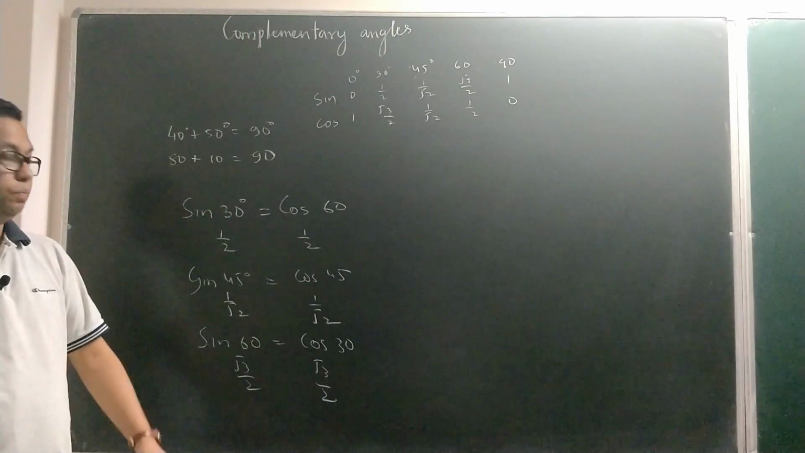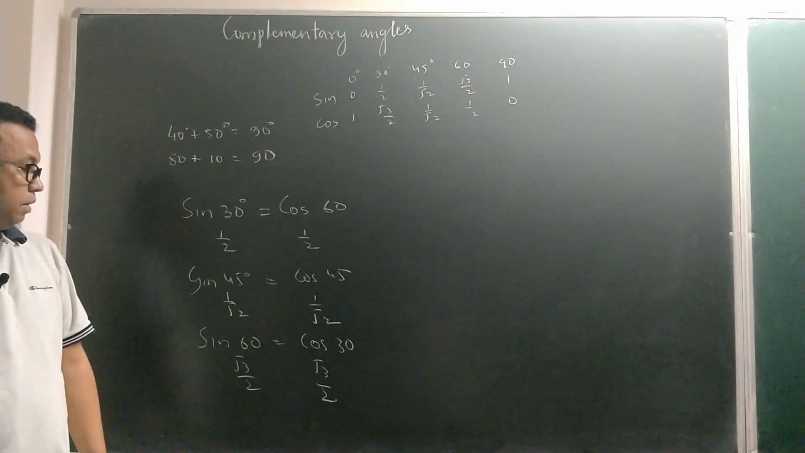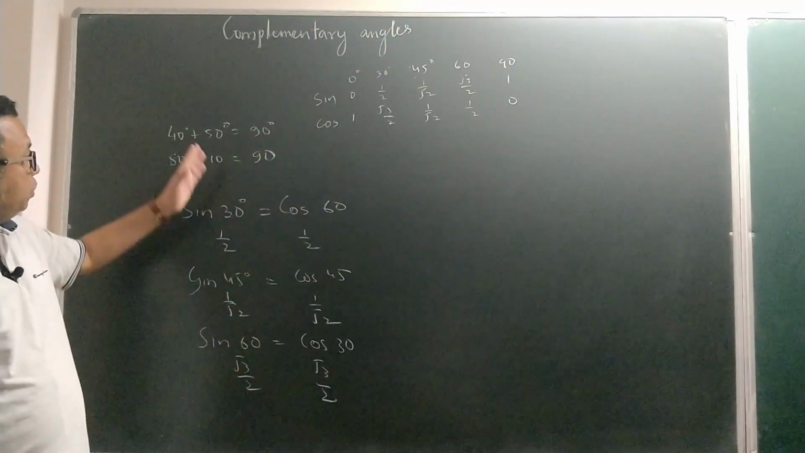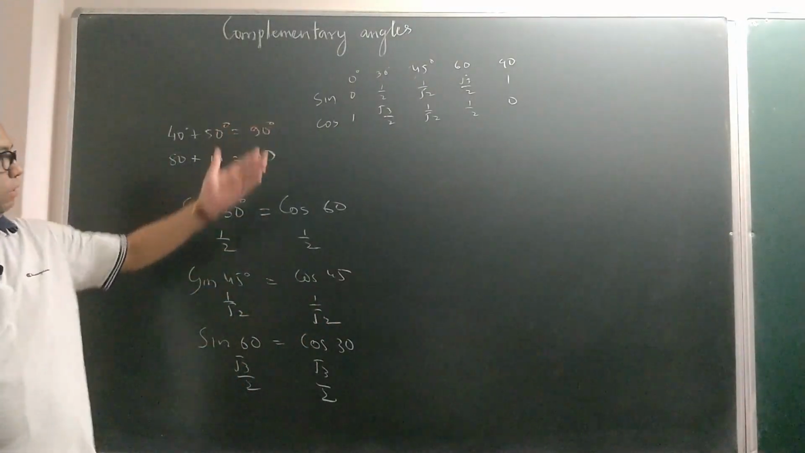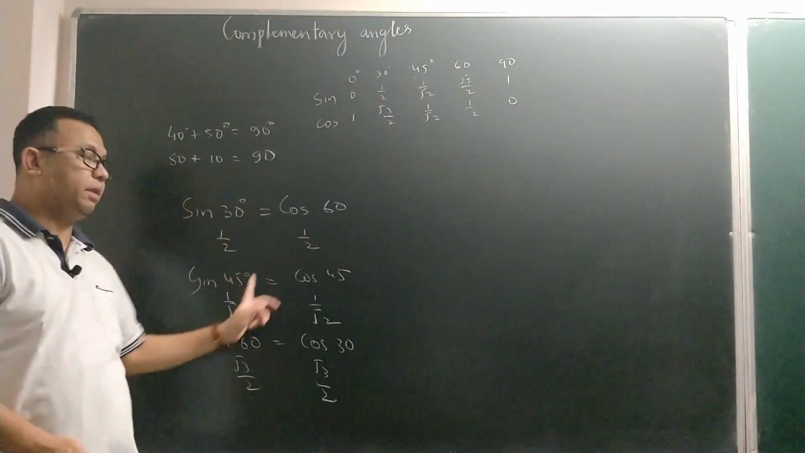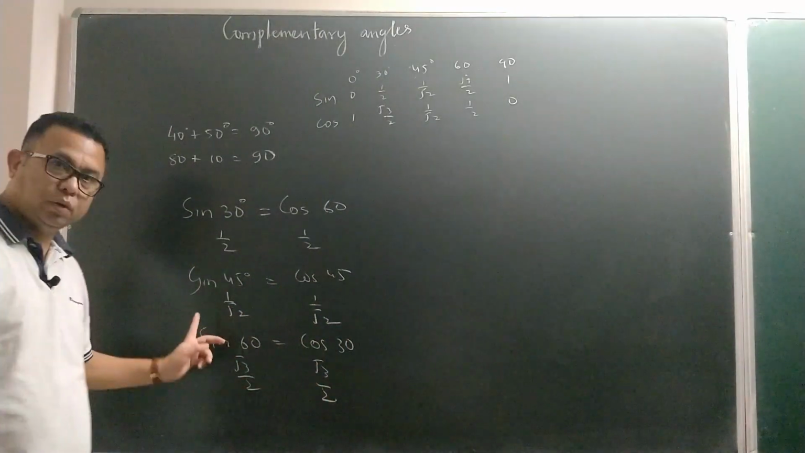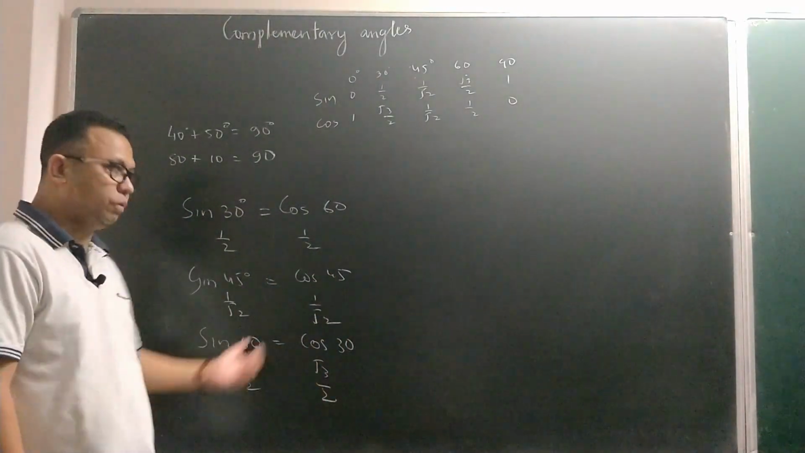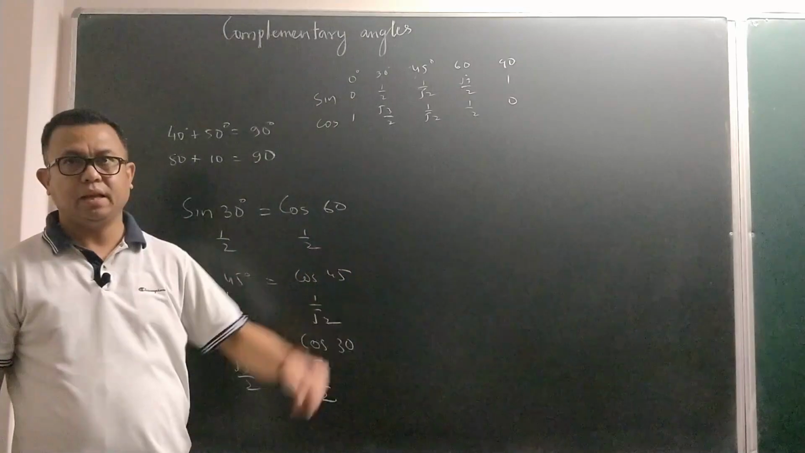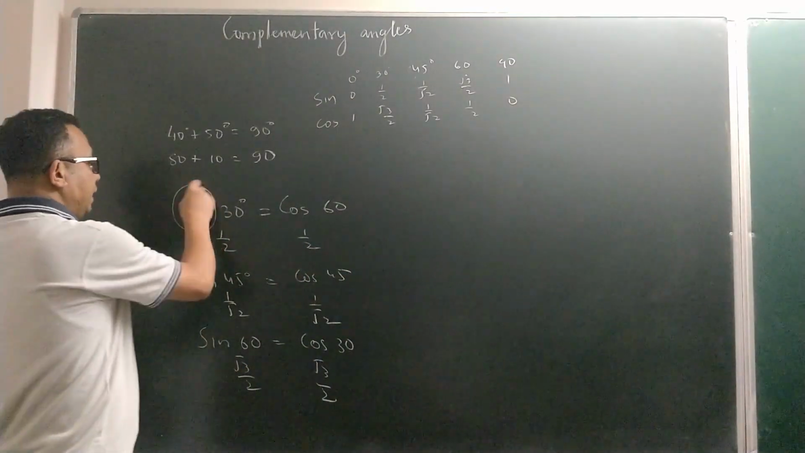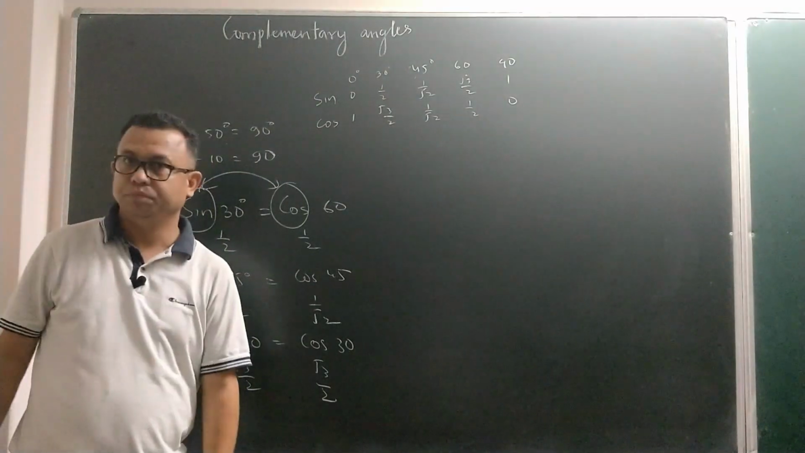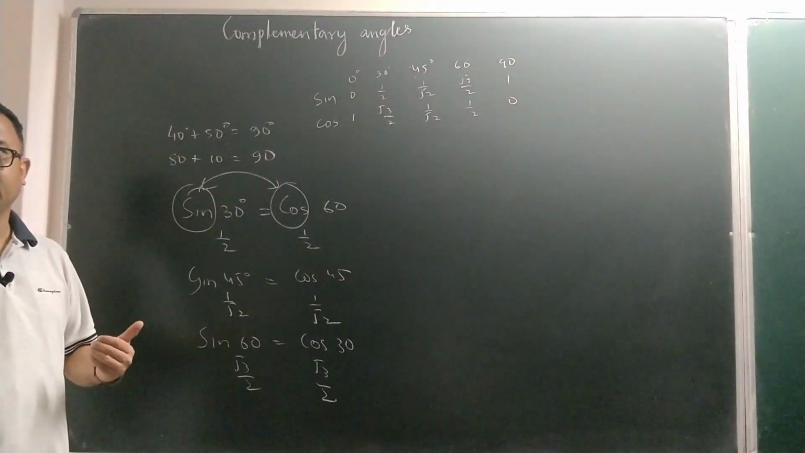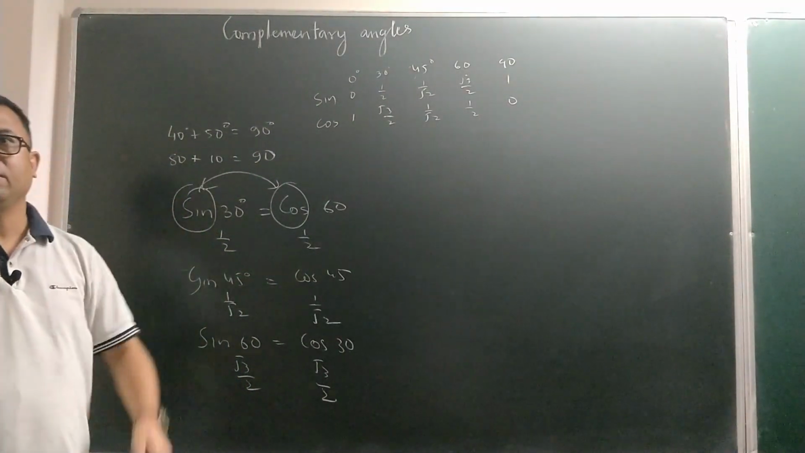Now if that is so, can it only be shown with 0 degree, 30 degree, 45 degree, 60 degree? You can show it for all. Here I did 30 and 60, 45 and 45, 60 and 30. I can also show it for 0 and 90, or for 90 and 0. You will see the value is the same. That means sine and cos have a complementary ratio. Meaning if you know the value of sine, you can also find out the value of cos.